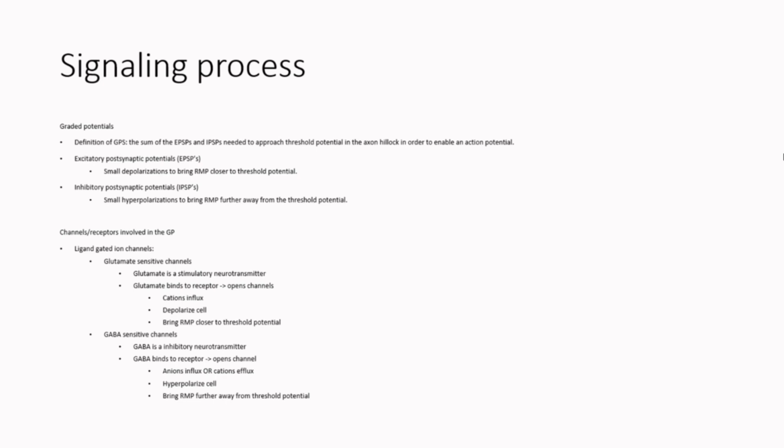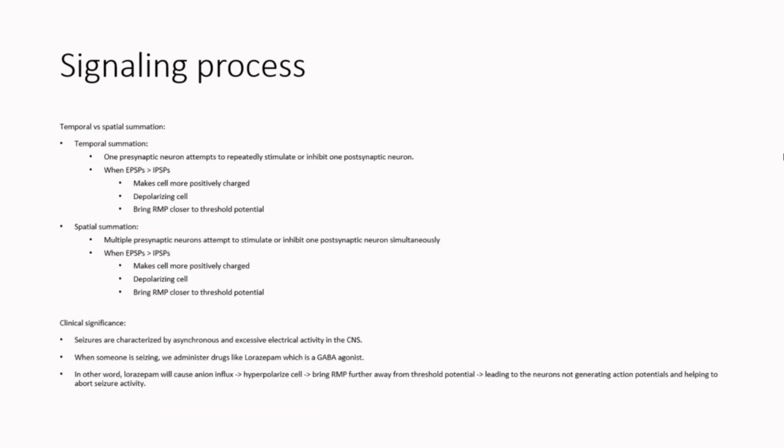The opposite of it is the GABA sensitive channels. So we already know GABA is the most common inhibitory neurotransmitter, and when it binds to the receptor it opens the channels. Here we have anion influx, or we can also have cation efflux. Either way, this will hyperpolarize the cell and it will bring the RMP further away from the threshold potential.